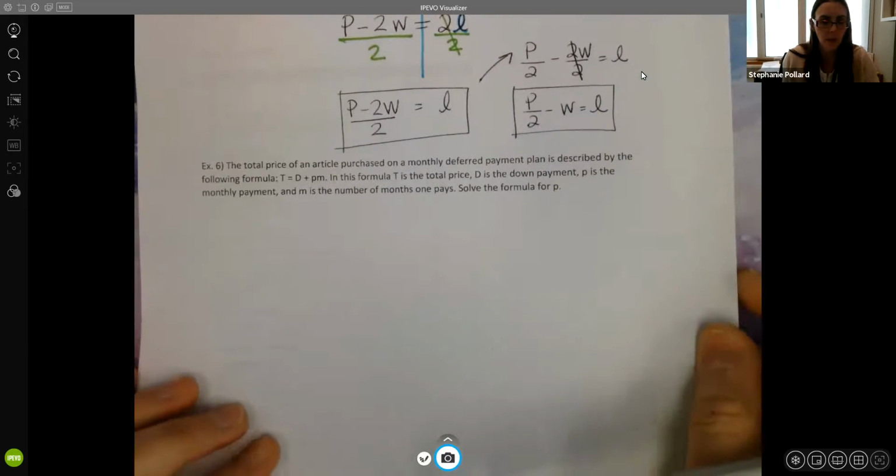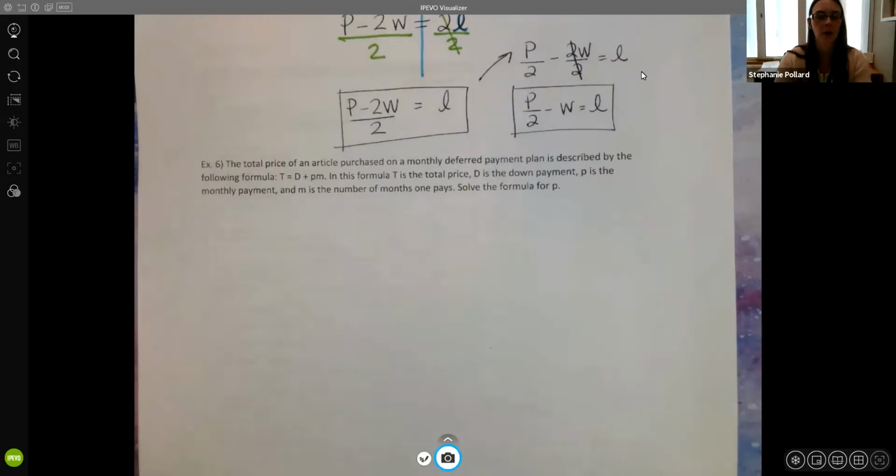All right, let's do one more. The total price of an article purchased on a monthly deferred payment plan is described by the following formula. T equals D plus PM. In this formula, T is the total price, D is the down payment, P is the monthly payment, and M is the number of months. And we're going to solve for P.